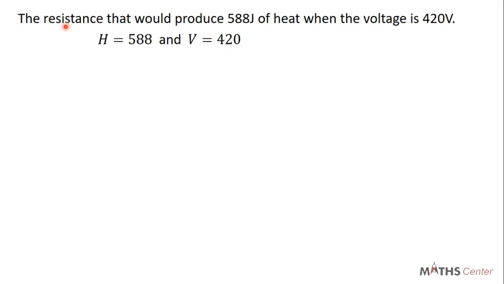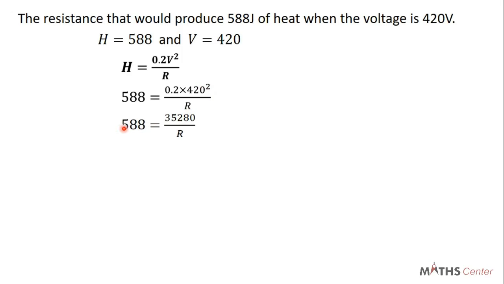which is the resistance. In the previous video, we found out that the expression connecting H, V, and R is H is equal to 0.2 V squared divided by R. So if H is 588 and V is 420, we can substitute them into this expression to find the value of R. So you have 588 is equal to 0.2 times 420 squared divided by R.